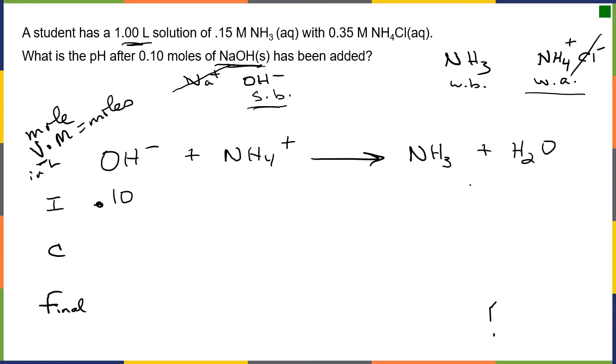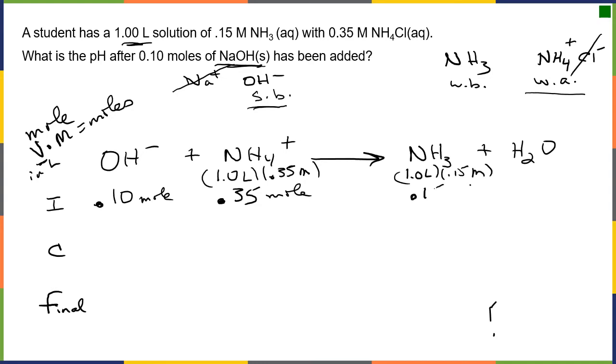In order to get moles of ammonium, we have to take our volume, 1 liter, multiply it by the molarity, 0.35 molar, and we're going to get 0.35 moles. So that's a mole, that's a mole. We're going to do the same thing with the ammonia, 1 liter times 0.15 molar, and we're going to get 0.15 mole. I'm still going to ignore the water. Now, this is not going to be an ICE, so there's no X here, one arrow.